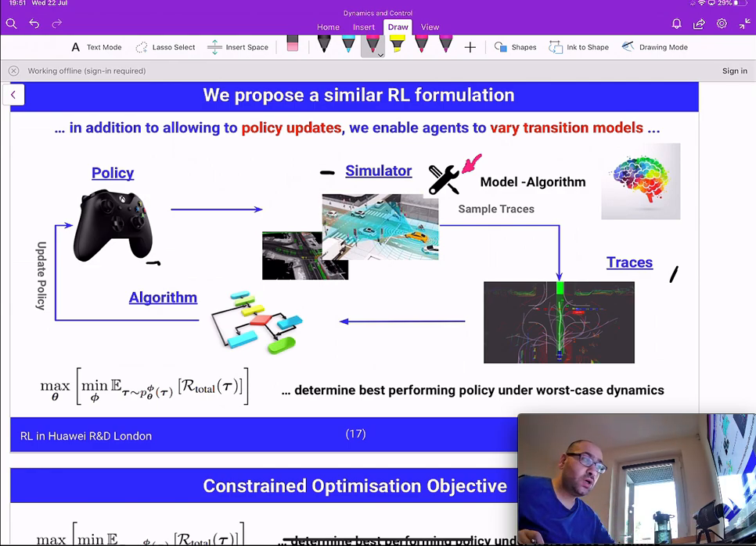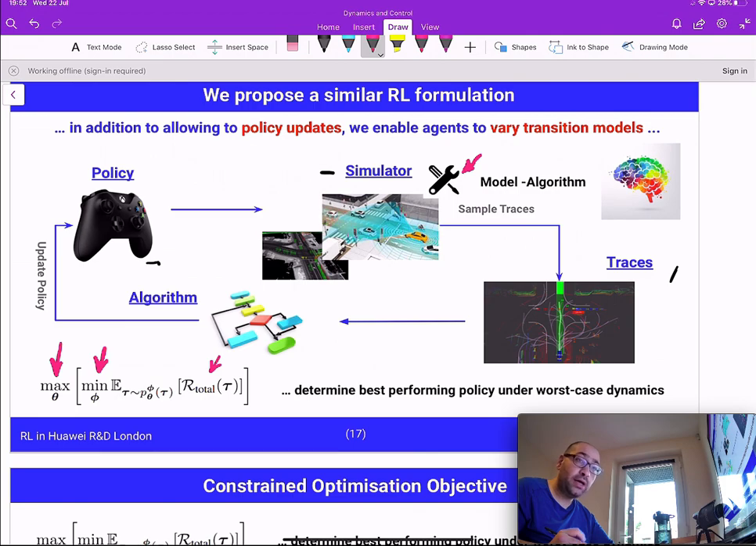Now, with that, we can define the following problem analogous to the optimal control problem. We're going to try to find the best policy, so we maximize over theta to find the best behaving policy. But now we do it under the worst case possible dynamics. Find me the best policy, but under the worst case possible dynamics that the adversary can produce. And the objective function is nothing but the total reward.